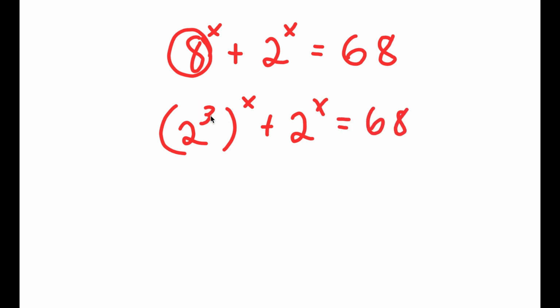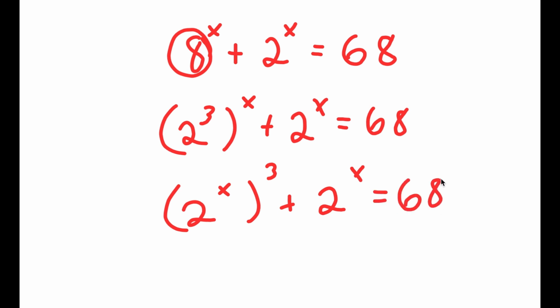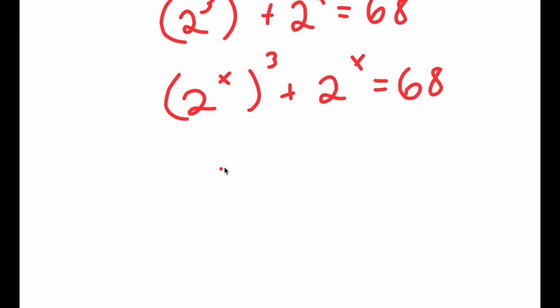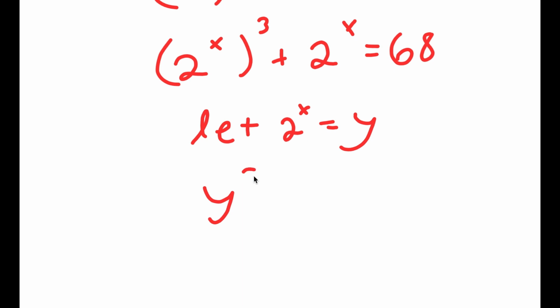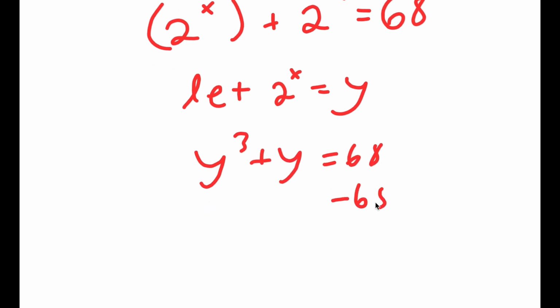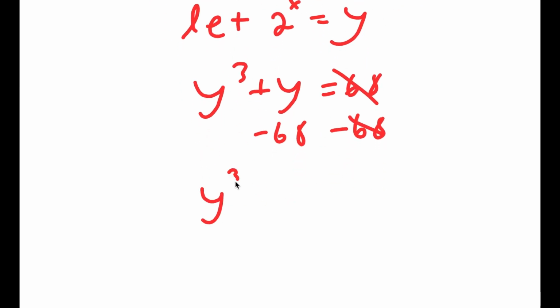And I can actually switch the places of the 3 and the x. So this is the same thing as 2 to the power of x to the power of 3 plus 2 to the power of x is equal to 68. Now, I'm going to let 2 to the power of x equal to the variable y. So now I have y to the power of 3 plus y is equal to 68. And if I subtract 68 on both sides, I get y to the power of 3 plus y minus 68 is equal to 0.